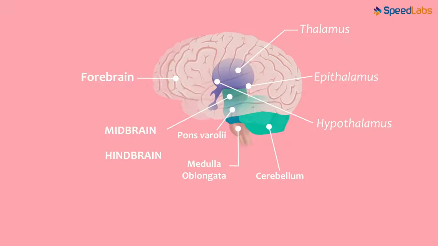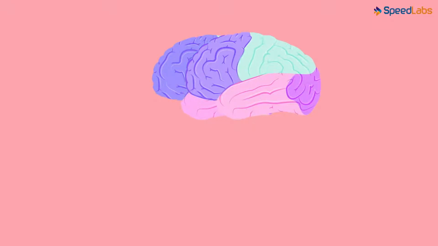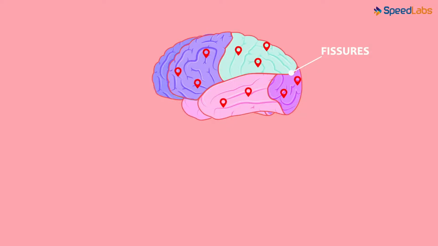In the previous video, we've taken a look at the overall structure of the brain. At the end, we've also seen that the cerebrum is divided into different lobes. Yes, each hemisphere is divided into different lobes which are separated by smaller fissures, and each lobe has specific areas dedicated to a particular function.